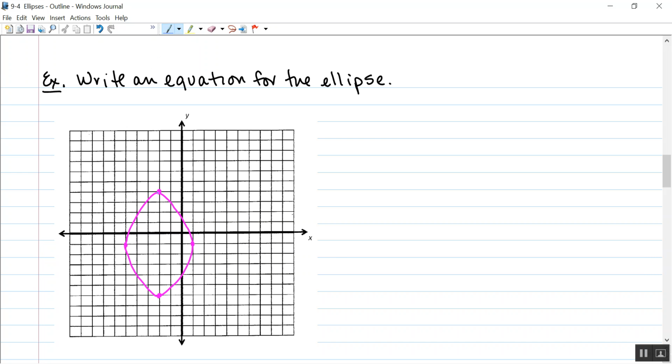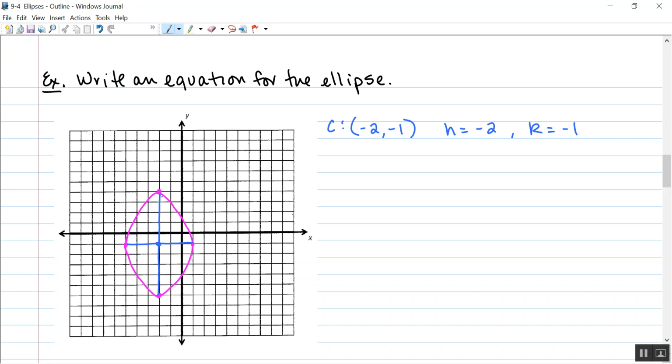So let's go ahead, and I like to draw in the two axes. This one has more of a vertical orientation, so that's going to be my major axis going up and down. My minor axis is going to be going from left to right, and the center is right here. So my center is the point -2, -1. That means h is -2 and k is -1.